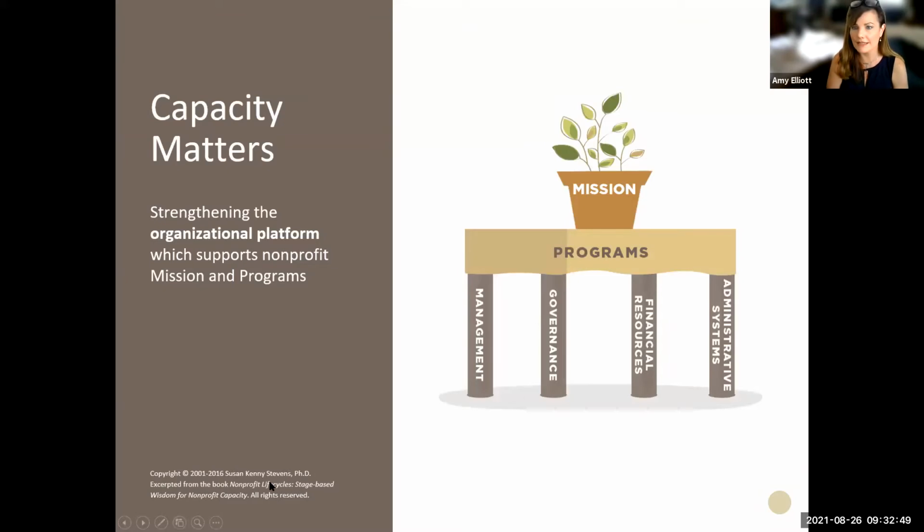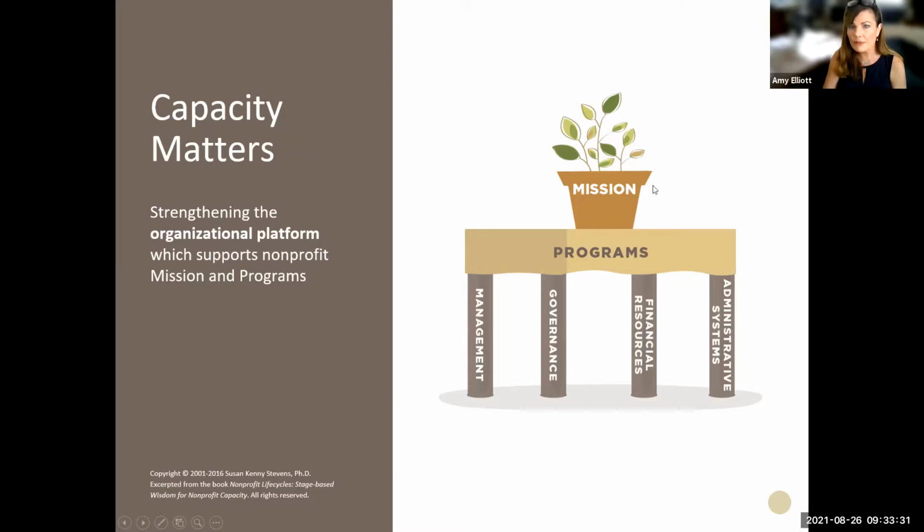So let's talk about capacity. Questions up until now? Okay, so capacity matters, all right? We can't just run programs and not have capacity in the other important areas of the organization. And this table model is so super simple. It's so easy to share with people, and it's so easy to quickly understand what we mean by capacity and by the support for programs and the mission by using the table legs model.